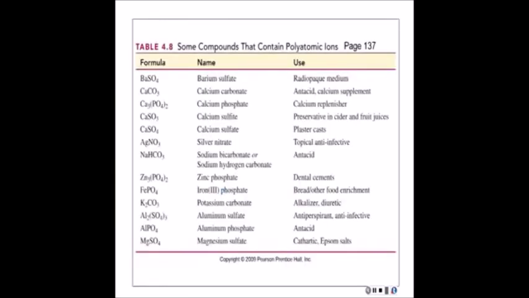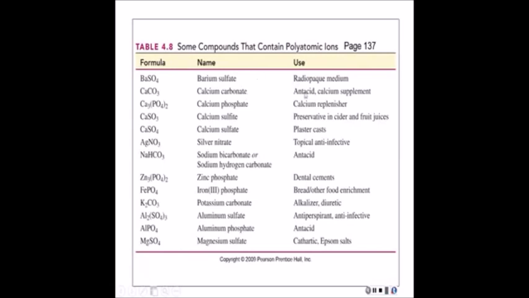Now this is on page 137. You see a list of common compounds that have polyatomic ions in them, and you might recognize these, some of them anyway. Let's see the first one, barium sulfate. If you ever had a GI series in a hospital, this is what you're drinking. You drink about 1 or 2 liters of this stuff. Looks kind of chalky. I think they flavored it though.